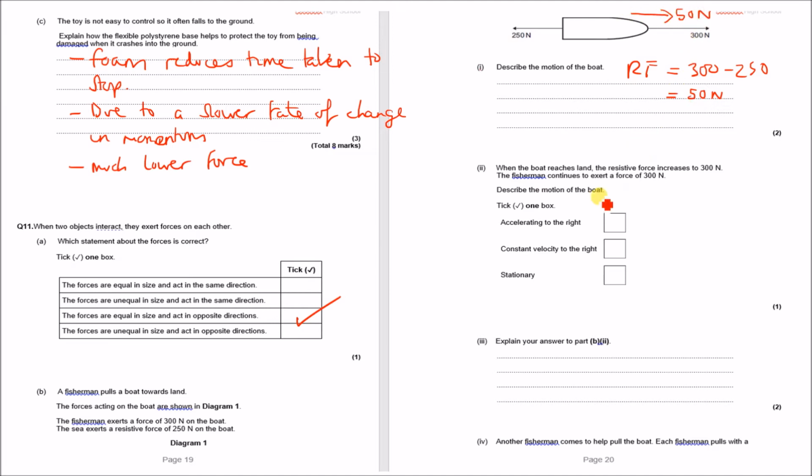That's the overall force. If you have a resultant force, we've just discussed it, what do you get? A resultant force is acceleration, and it will accelerate to the right. So it always accelerates in the direction of the resultant force.